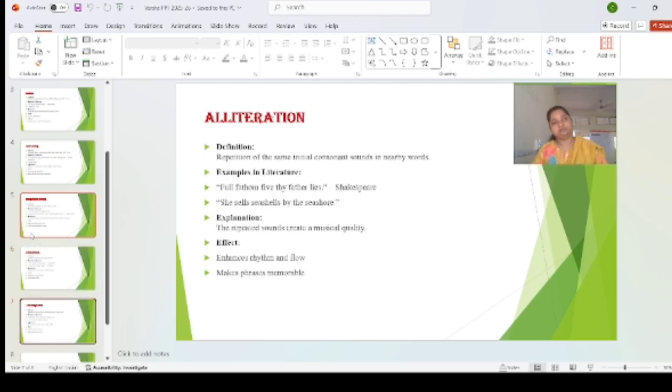The next type of figure of speech is alliteration. It repeats the initial consonant sound in nearby words. For example, full fathom five thy father lies, and she sells seashells by the seashore. Here, in these examples, we can easily see that the initial consonant sounds of the words are repeated, and how it affects the language is that it enhances rhythm and flow and makes phrases memorable.